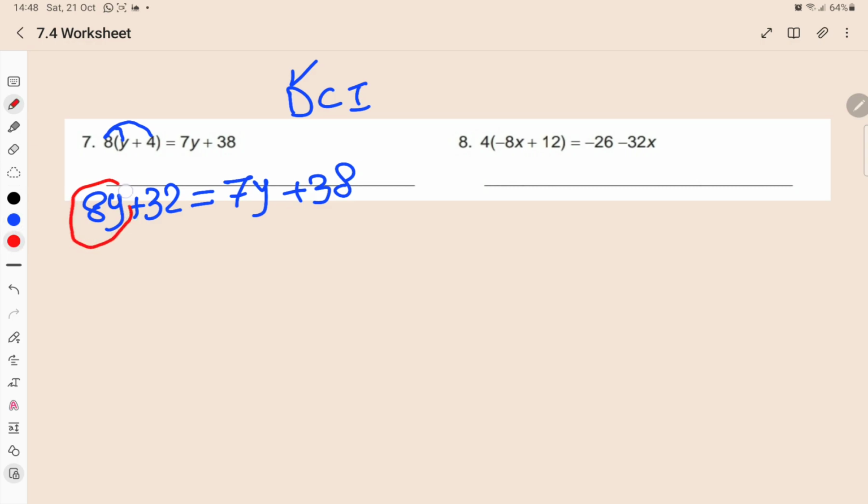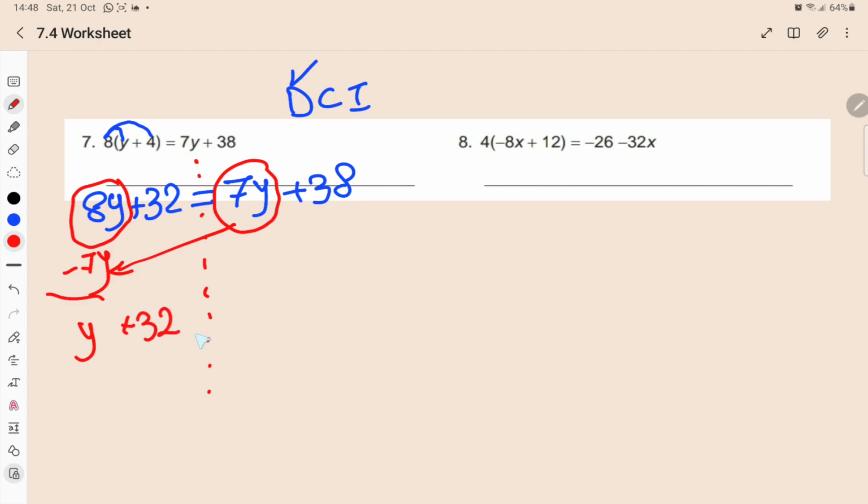Combine the like terms. So 8y and 7y. These are the like terms. 7y would move with negative 7y. So 8y minus 7y is just 1y. So it's just y. Plus 32 equals 38.